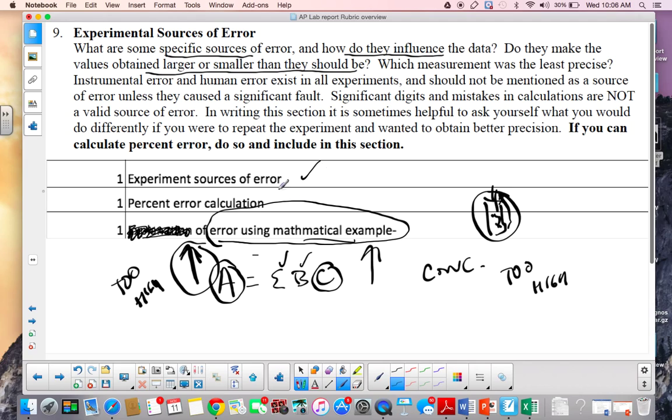Experimental sources of error: you get 1 point for discussing it, 1 point for the percent error calculation, and then 1 point for the explanation.